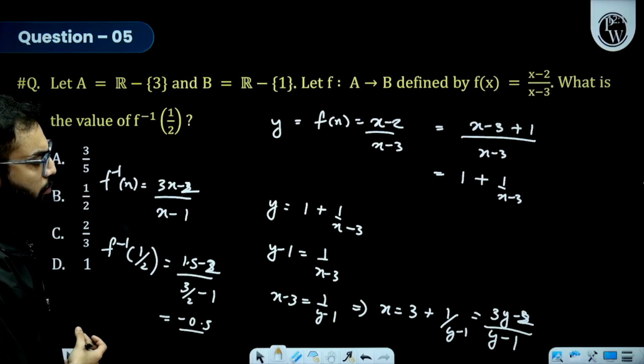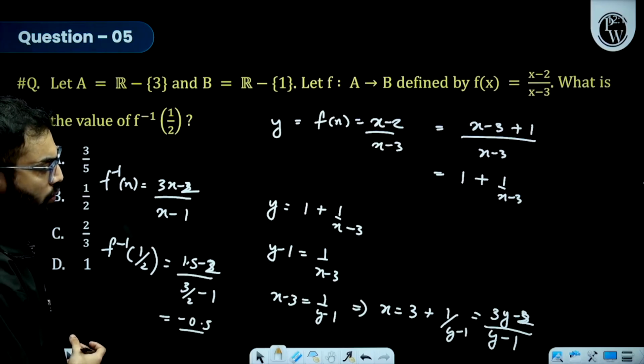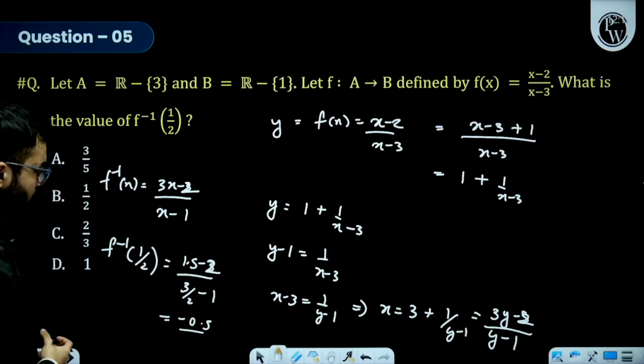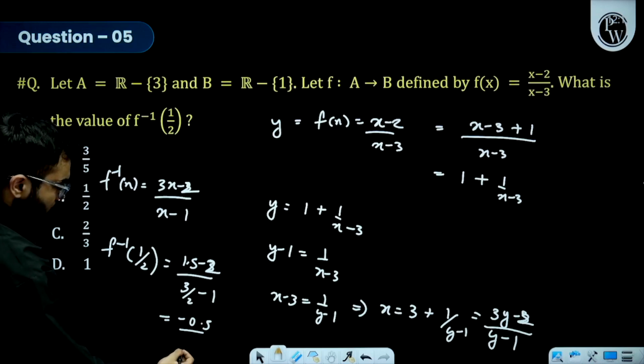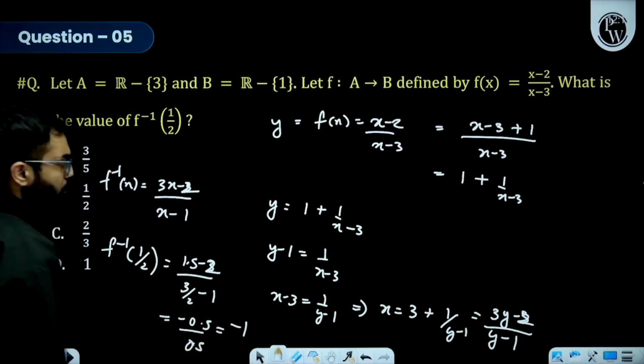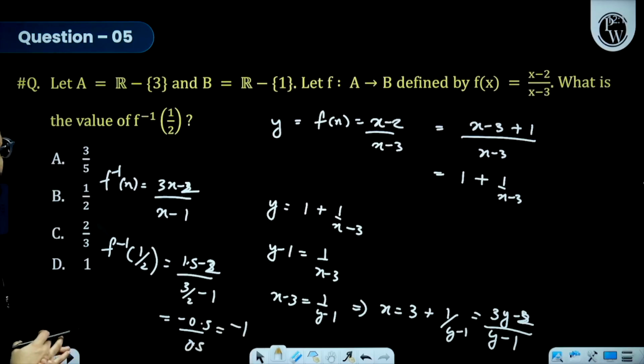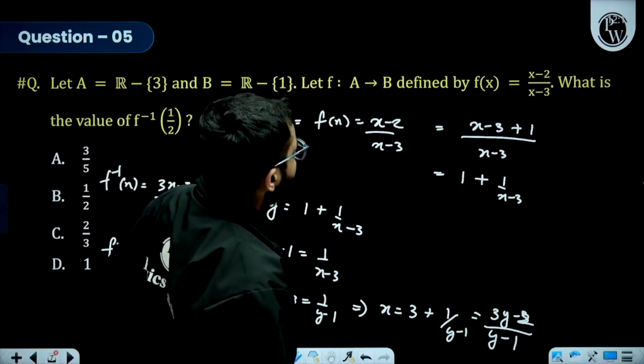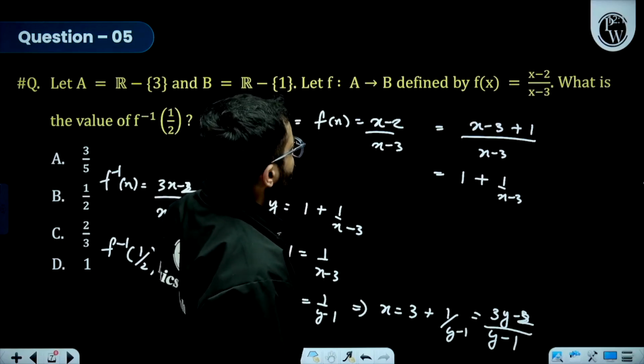3y minus 3 plus 1 is 3y minus 2 upon y minus 1, and this thing comes out to be equal to plus 0.5. This thing is coming out to be minus 1. There might be some error in the negative sign. Let us check.